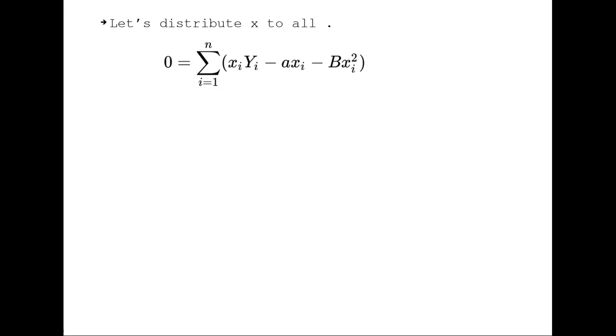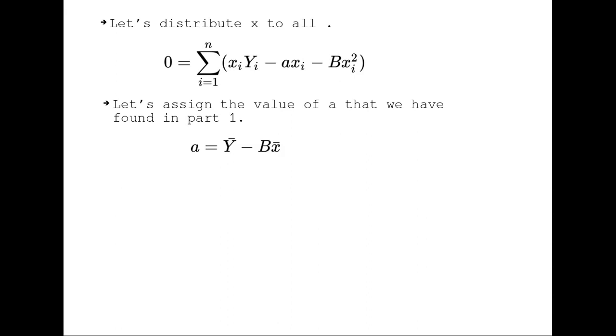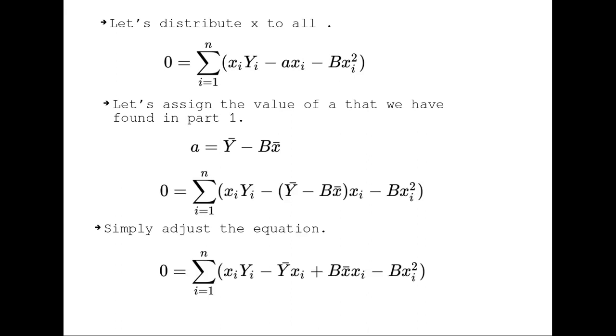Let's distribute xi: summation i equals 1 to n of xi yi minus a xi minus b xi square equals 0. We know the value of a equals y mean minus b x mean, which we calculated in the previous partial derivation. So substitute that there. After simplifying the equation, we'll get summation i equals 1 to n of xi yi minus y mean xi plus b x mean xi minus b xi square.